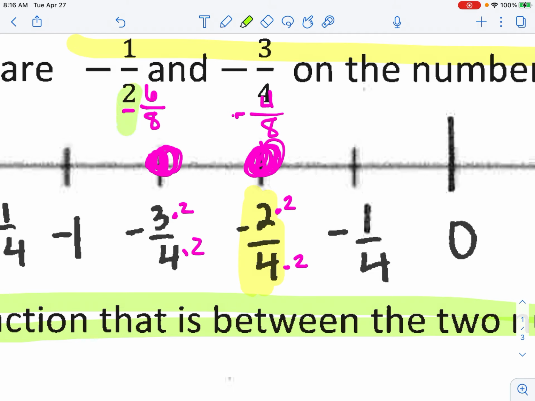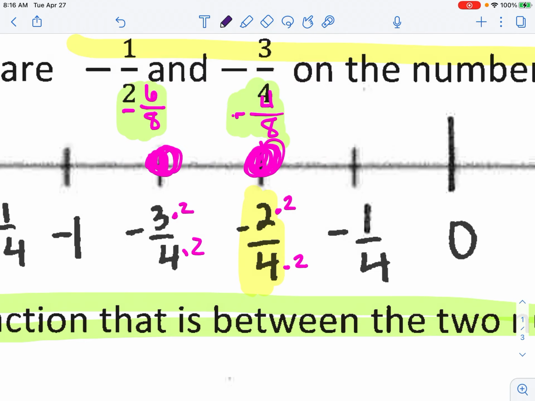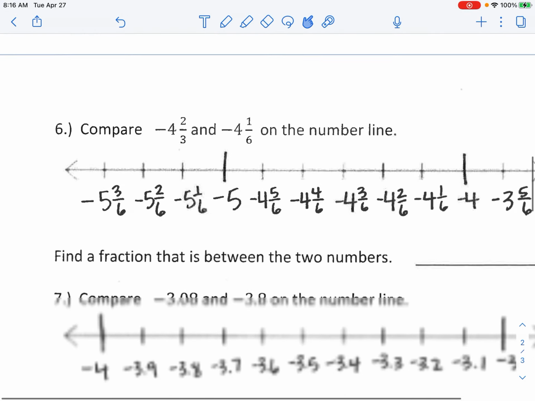So now I'm looking at -6/8 and -4/8. Well, what would be between -6/8 and -4/8? -5/8. I'm going to find a funky color so we can tell the difference here. So -5/8 would fall right here on our number line. We're going to practice that some more. So we're going to move on to the second page.